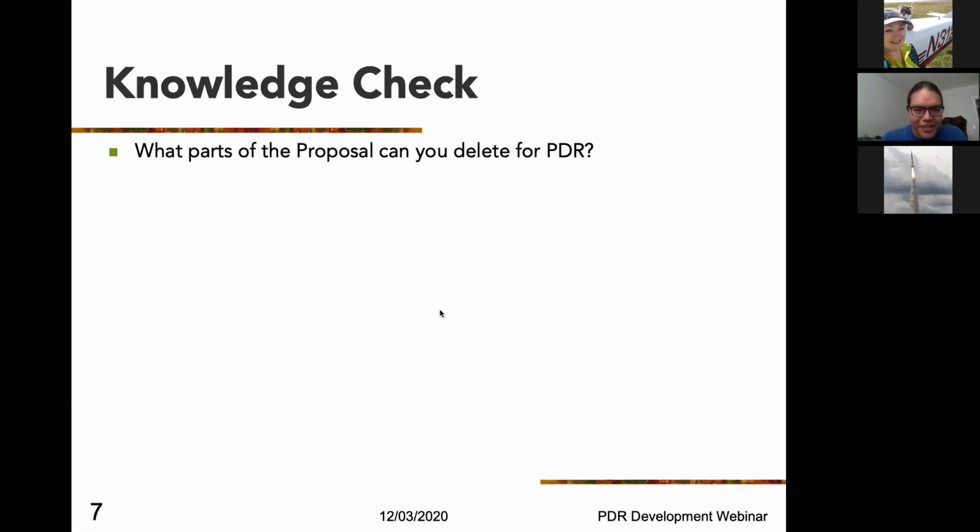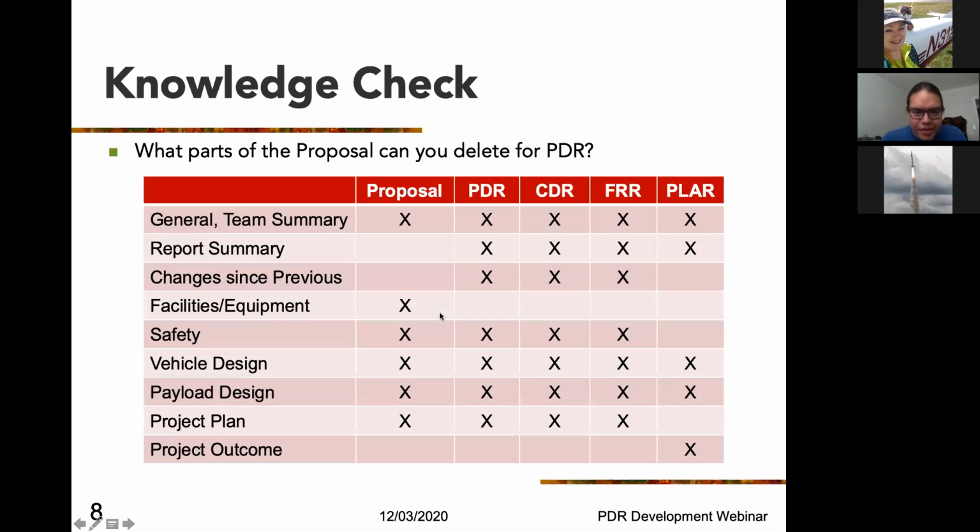Thanks, Andrea. So changes from previous is a new one, and the summary of your report, and then you can delete your facilities and equipment section, because you only need to tell us that once. That shouldn't change, like what tools and facilities you have available. And then as they go on, PDR, CR, FRR are going to be pretty similar. And then after you launch, it'll be a little bit shorter for the post-launch assessment.